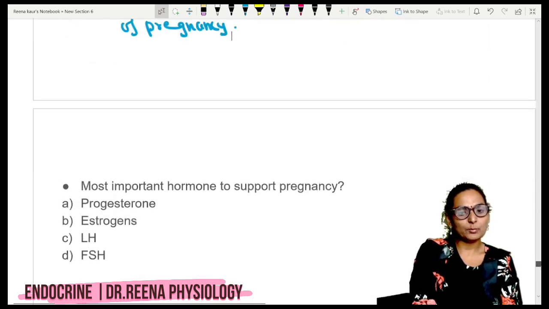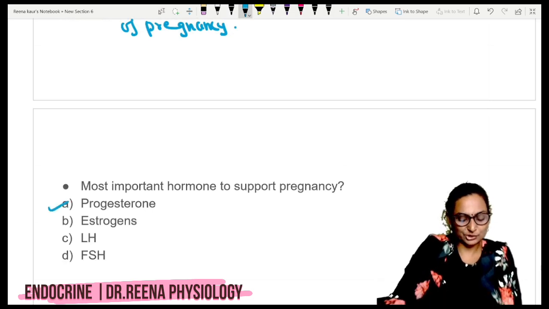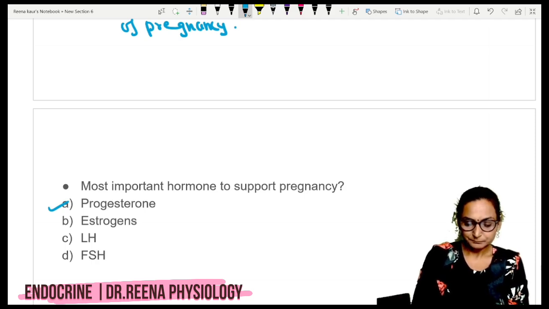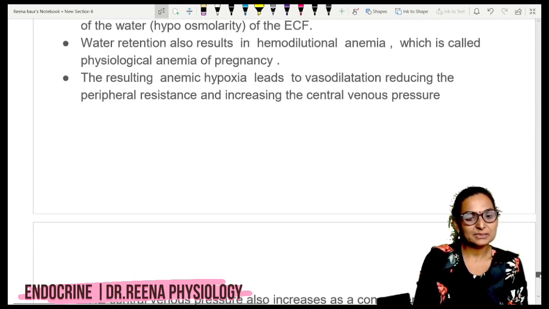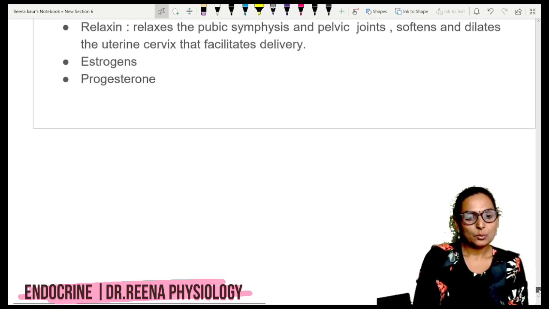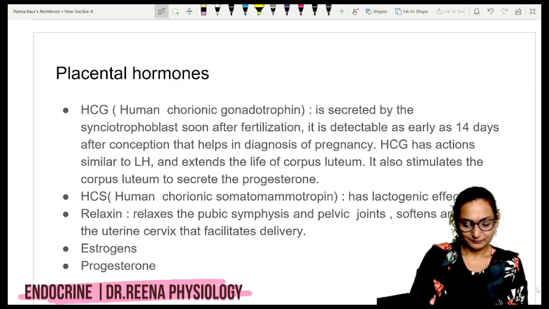The most important hormone to support pregnancy, obviously, is progesterone. It relaxes the uterus also. Estrogens increase the contraction. Yes, correct. Then you must know this. What are the placental hormones? Very good. Everybody has given the correct answer. Correct one is by Anuradha. Good one.